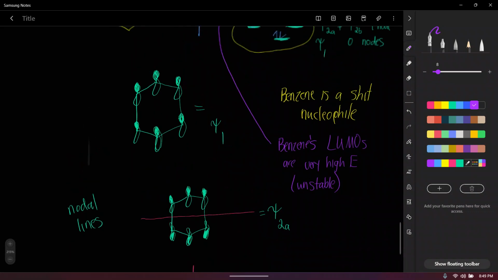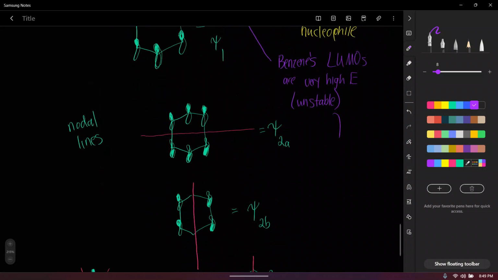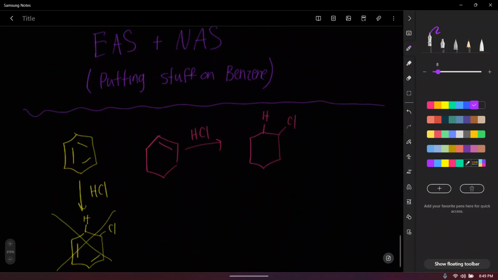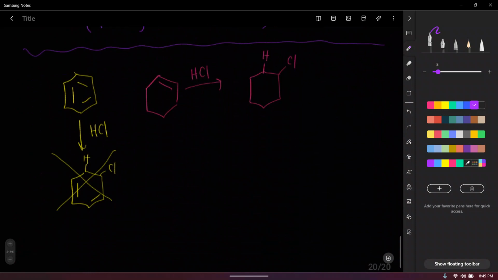And what that means, just like benzene is a bad nucleophile, benzene is also a bad electrophile. And because it is very, very poorly nucleophilic and very, very poorly electrophilic, that means it's just not very reactive, right? The electrons in benzene are in very stable orbitals, and the antibonding orbitals of benzene are highly unstable, so no nucleophile is going to want to attack it, all right?